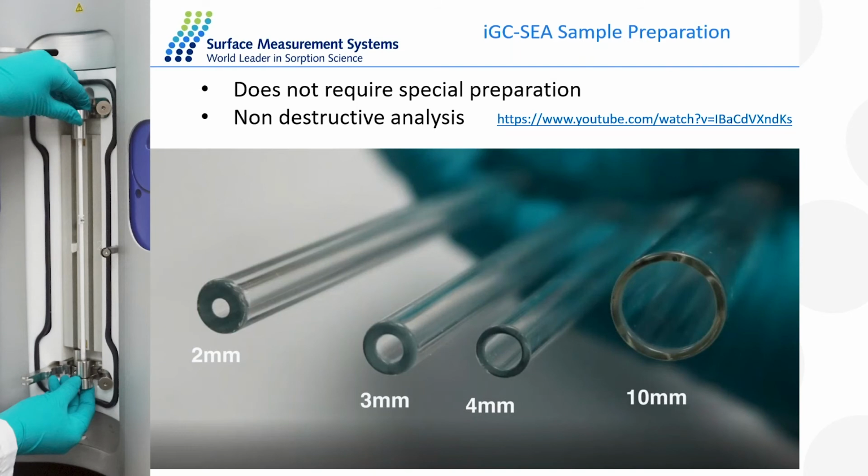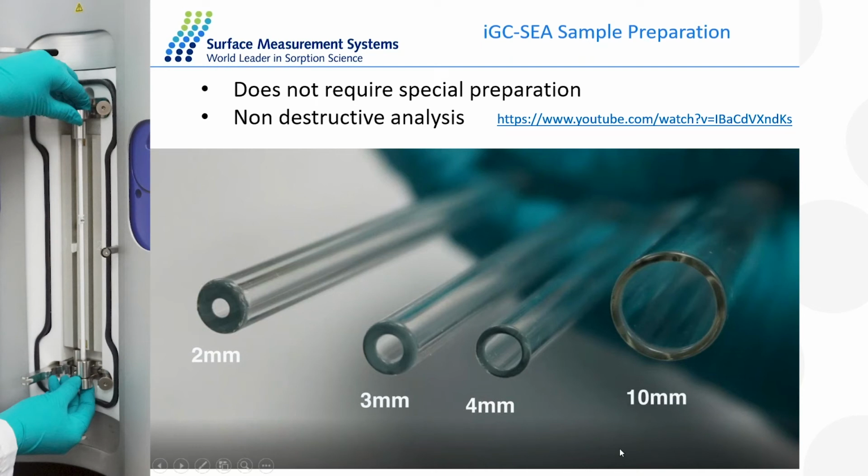We have different column sizes. We have 2, 3, 4 millimeter columns, and the 2 and 3 are usually for powders and granules, and 4 millimeter columns are for fibers and things like paper that you wish to chop up and put into your column.